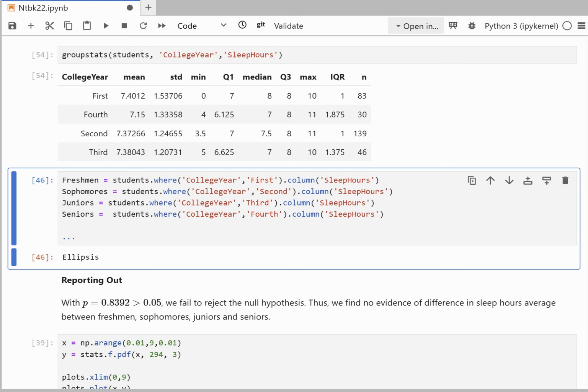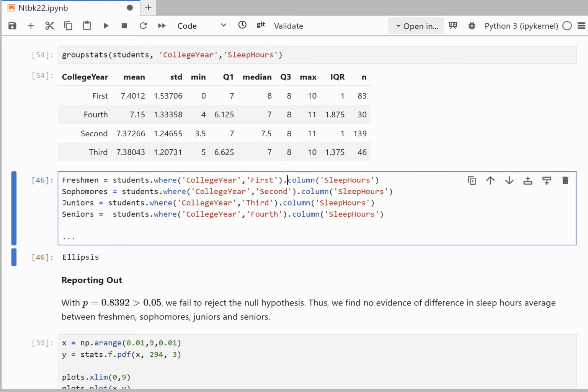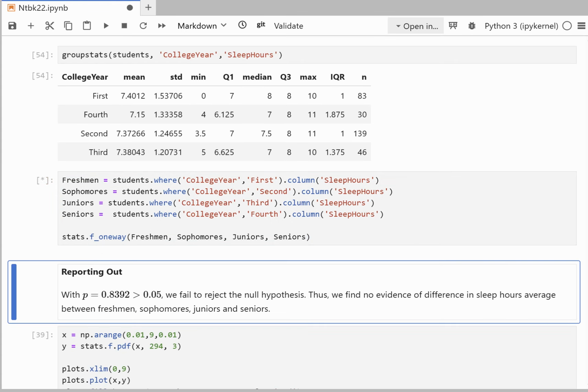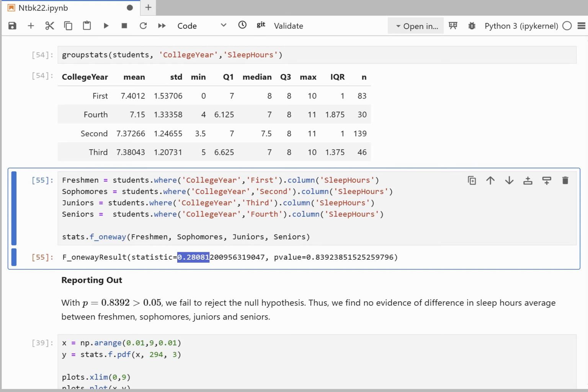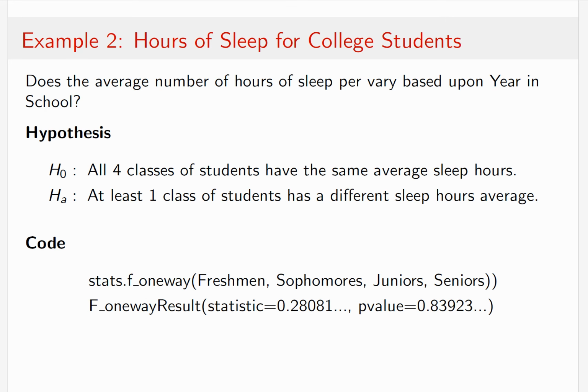And here you go. This is going to create the students where college year is first, and then dot column sleep hours to pull out the sleep hours values as an array. So I can run stats f underscore one way, freshmen, sophomores, juniors, and seniors, close parentheses, and run it. And you can see that I get an F statistic of 0.280, and I get a p-value of 0.839. Well, that's a very large p-value, right? As a matter of fact, it's way bigger than 0.05.